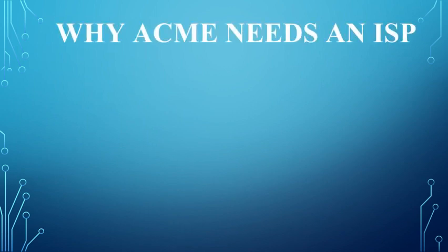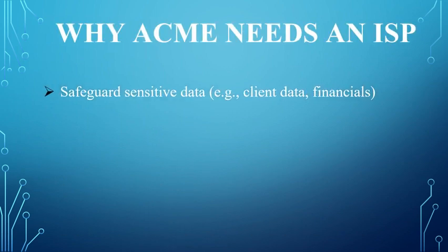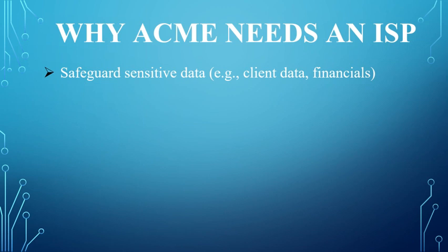Hi, I'm Anthony Quintero. I'm going to talk about why Acme needs an ISP. Acme needs an ISP to safeguard sensitive data such as client data and financial records. Without a clear and structured approach to protecting this information, there's a risk that data could be exposed, stolen, or lost. This could lead to financial and reputational damage to the company.